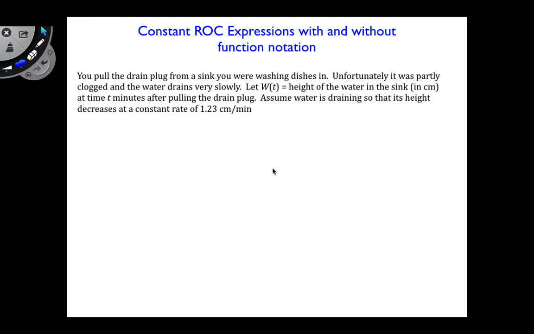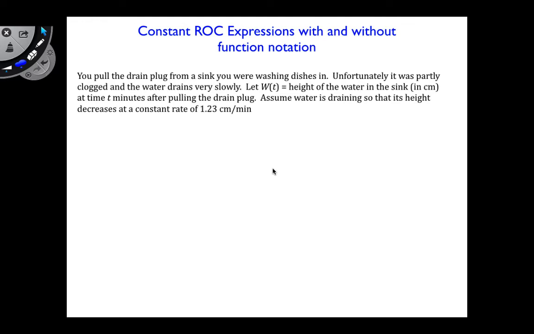But that's not a very good description of how this constant rate works. The height's decreasing by 1.23 centimeters per minute. How could I say that more generally than in a minute it dropped by 1.23 centimeters? Anyone have a description for how to state that rate a little bit more generally?